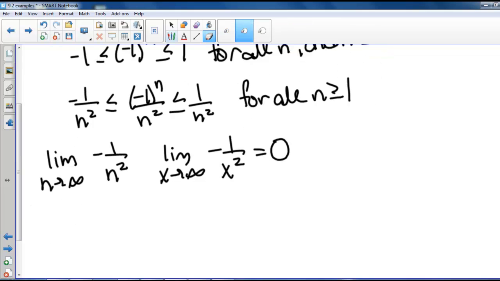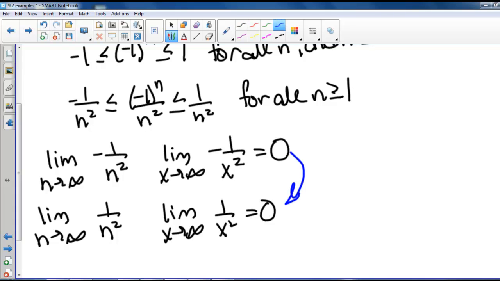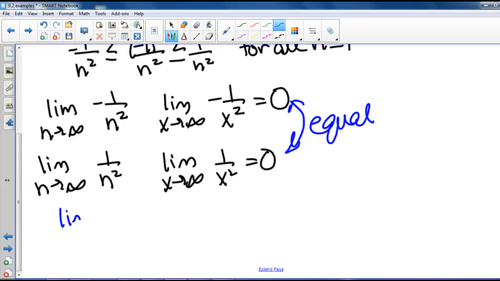And looking at the right side, the limit as n goes to infinity of 1 over n squared, we rewrite that as a function. The limit as x goes to infinity of 1 over x squared, and that also equals 0. So these two are equal. So by the squeeze theorem, we have that the limit as n goes to infinity of negative 1 to the n over n squared equals 0.